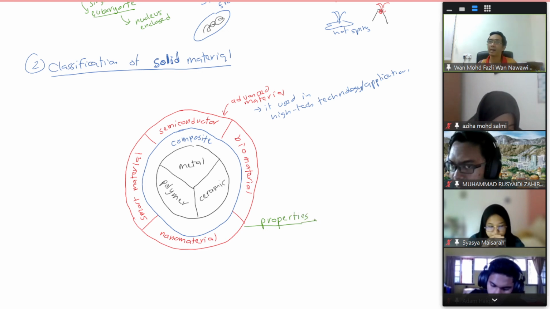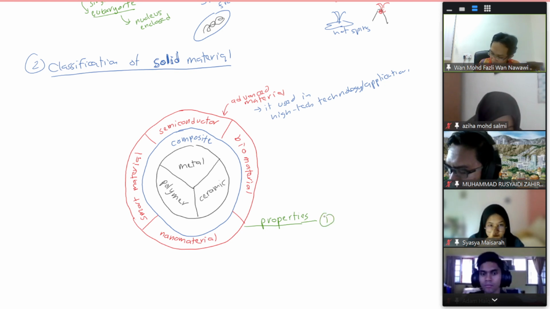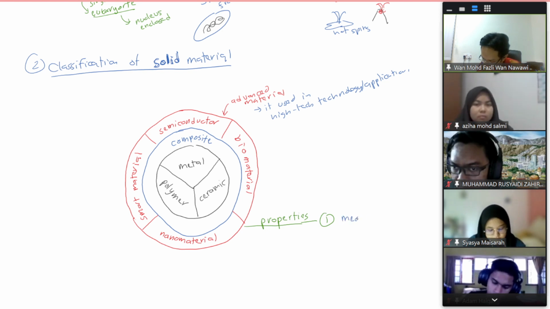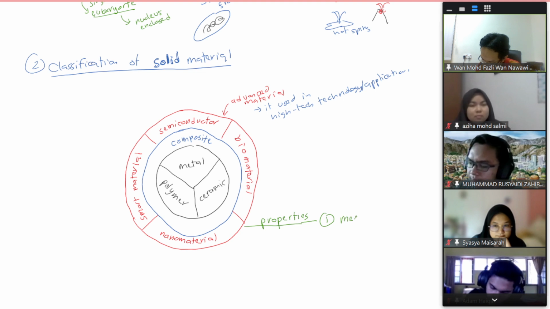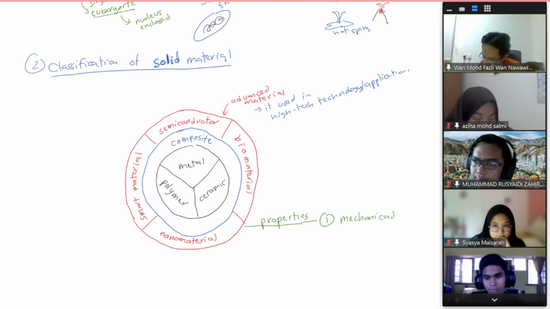And typically there are 6 typical properties. The first one and the most famous one is mechanical properties. The second one is electrical.